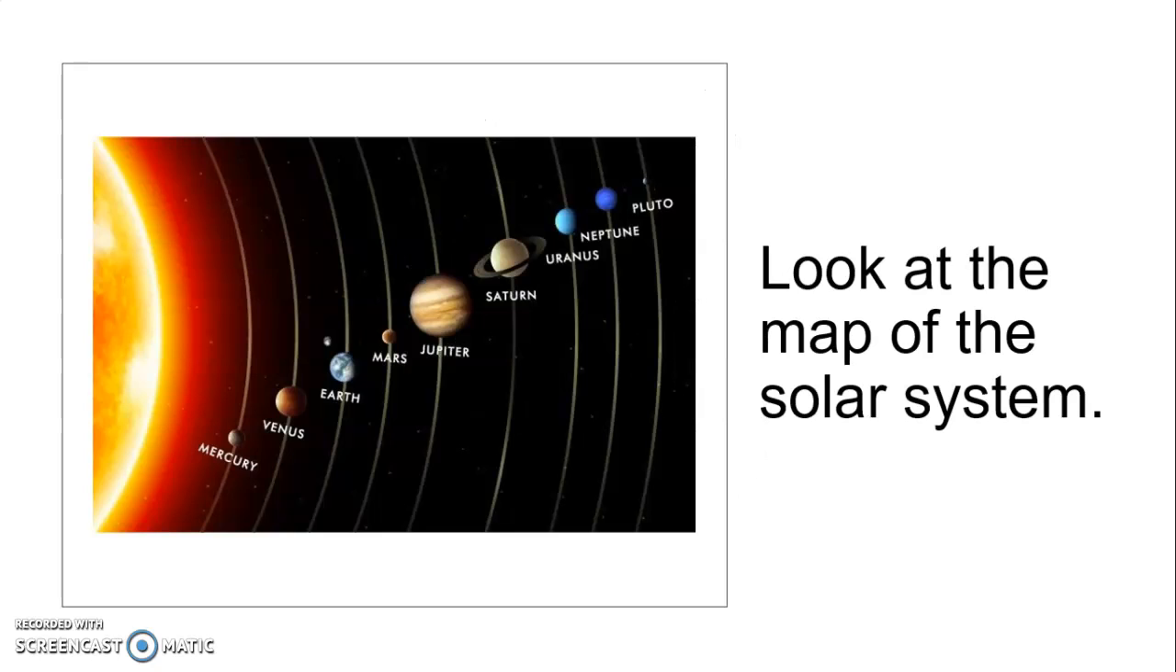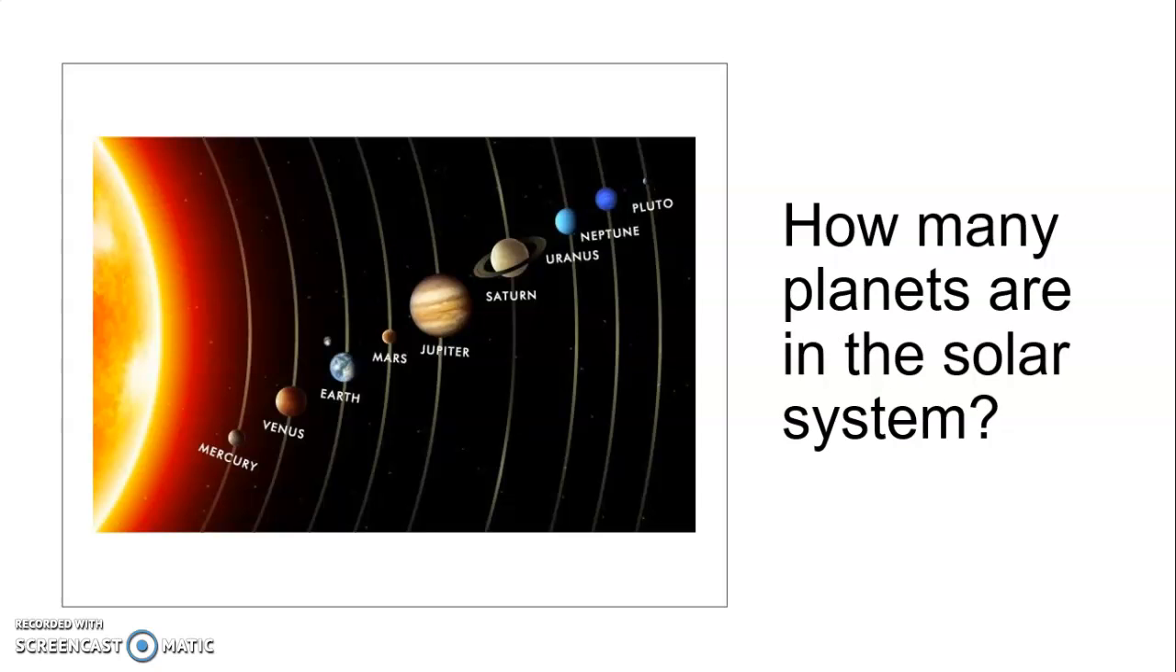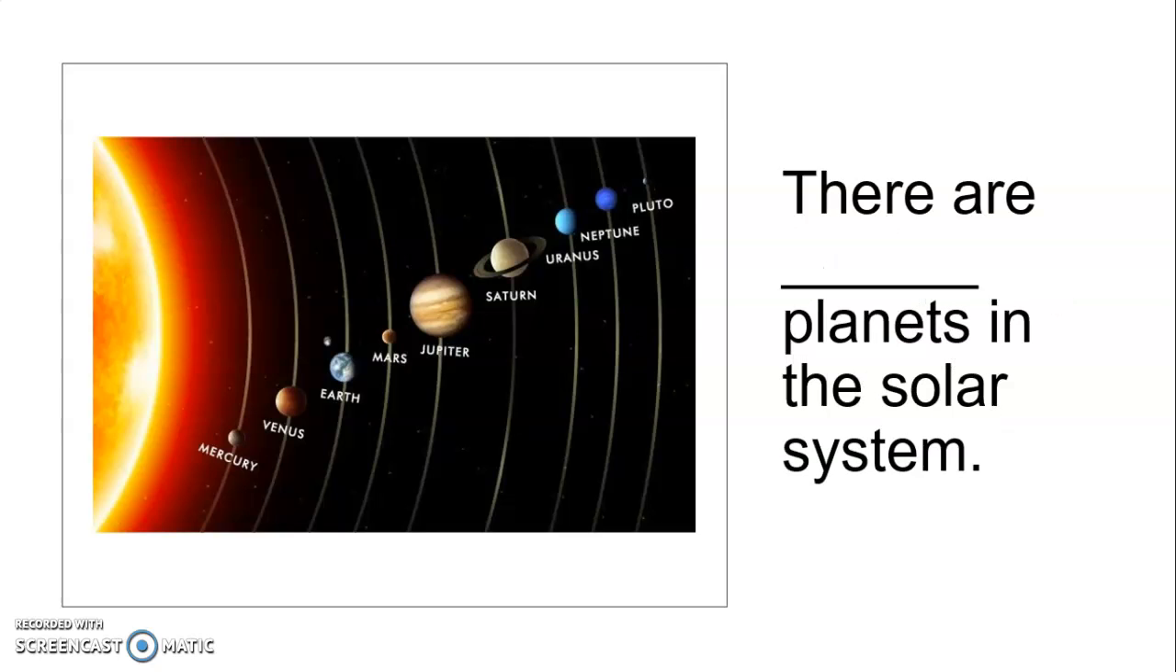Look at the map of the solar system. How many planets are in the solar system? There are planets in the solar system. And here you write the number. Hay que escribir el número de cuántos planetas are in the solar system.